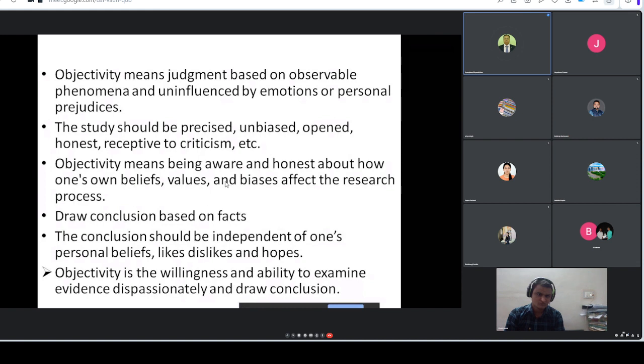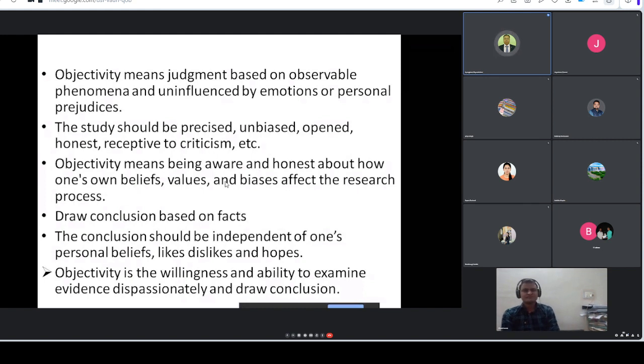So, objectivity means being aware and honest about how one's own belief or value and bias affect the research process. So, basically, objectivity is about drawing a conclusion based on reality or based on facts. In other words, the conclusion should be independent of one's personal belief, whether one likes it or dislikes it, or one hopes or otherwise. You know, I may expect certain things, but your data says something else. Then we have to accept that data. Whatever data you collect, you have to accept.